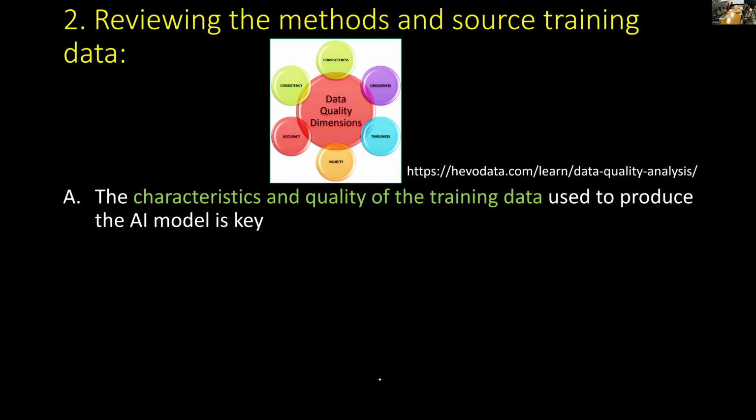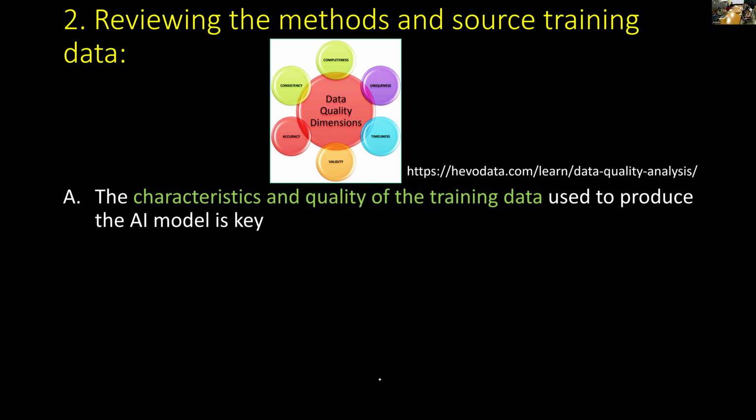Second, quality of the data. GIGO stands for garbage in, garbage out. That means if you train the AI on useless data, the AI output will also be useless. So be very careful before somebody says, use this AI model.